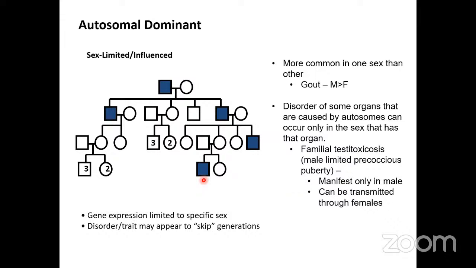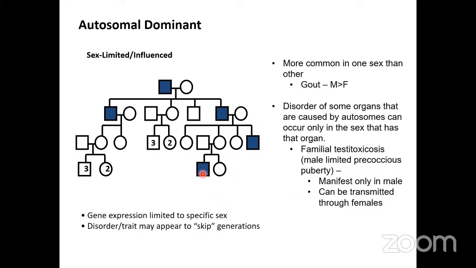It can also be transmitted through male. There may be male-to-male transmission, female-to-male transmission also, but it affects only male. So these are called sex-limited disorders. So the gene expression is limited to a specific sex. So this disorder may appear to skip a generation. For example, if there is no male affected in this generation, it may skip this generation, but this female carrying that gene may pass it on to her subsequent generation.